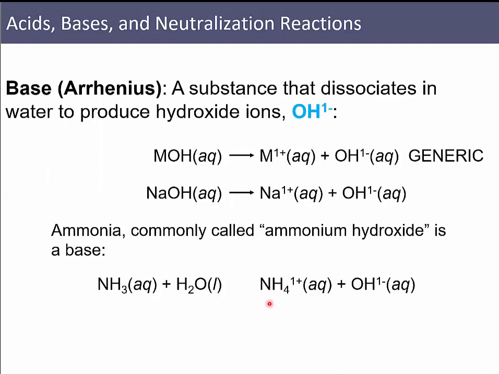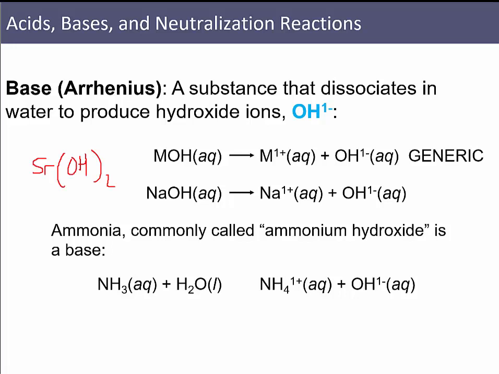So generically, it's going to be some sort of metal hydroxide. So, you know, a group 1 like sodium, or a group 2 like calcium hydroxide, or barium hydroxide, or strontium hydroxide. It's just that those guys are going to have a formula that'll look something like this, right, where it's going to form two hydroxides. Ammonia, commonly called ammonium hydroxide, is a weak base.